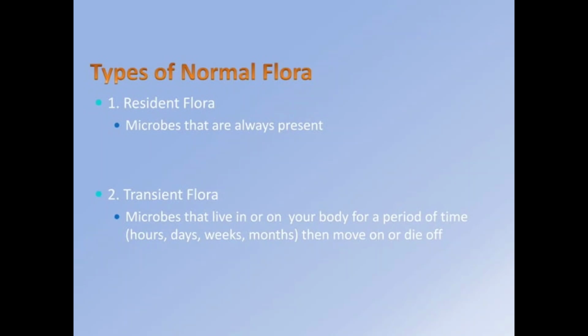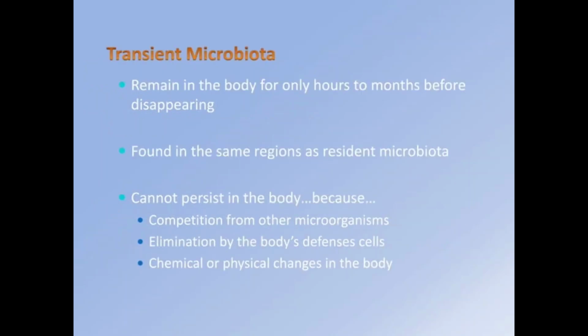Types of normal flora: resident normal flora and transient normal flora. Resident normal flora are microbes that are always present, and transient normal flora are microbes that live in or on your body for a period of time, for example hours, days, or weeks, then move on or die off. Transient microbiota remain in the body for only hours to months before disappearing.